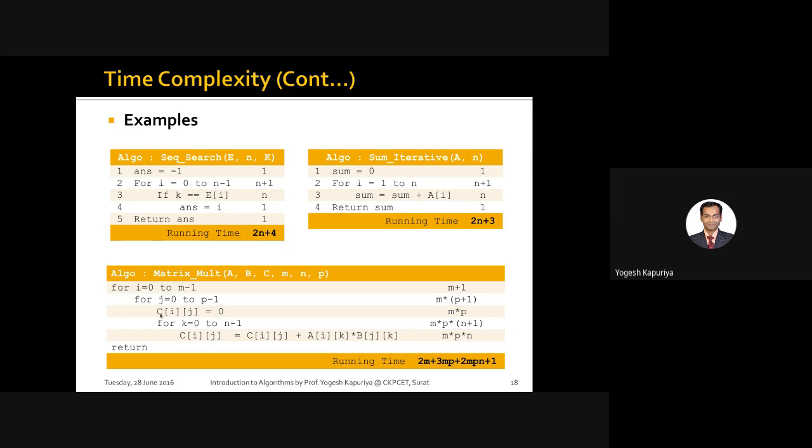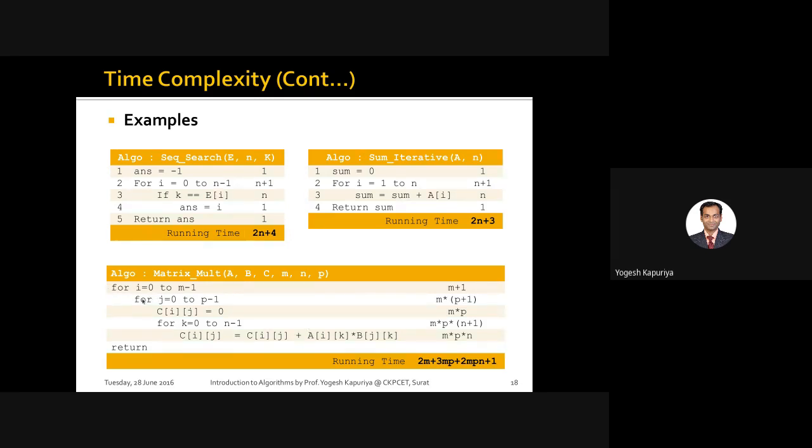Remember, every other statement is inside the first for loop. So every other statement will be multiplied by n. Okay. Then you can independently focus on this statement. Again, this is 0 to p minus 1. That means it's 1 to p. That means it's p plus 1. So the step count for this is m into p plus 1. It is multiplied by m because it is inside this for loop.